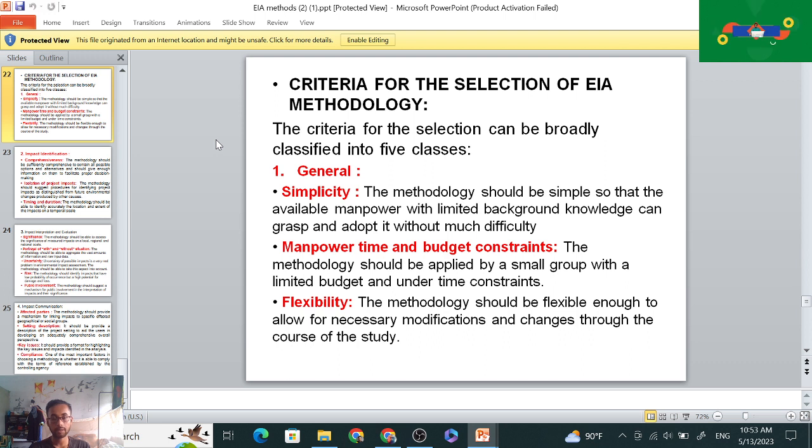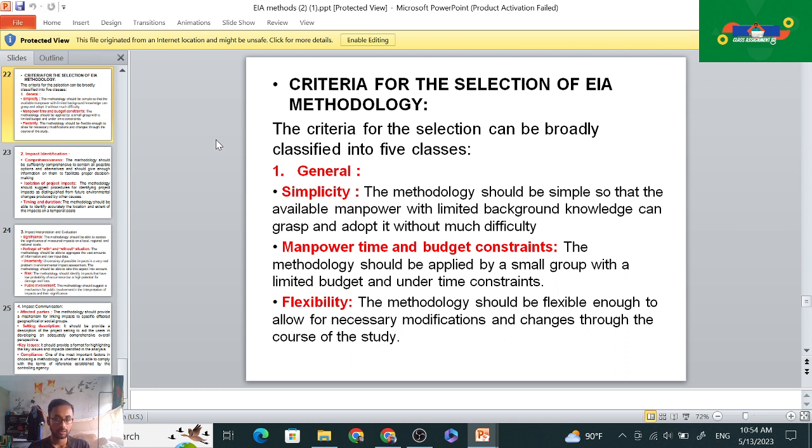Then manpower, time, budget constraint. The methodology should be applied by a small group with a limited budget under time constraint. Then flexibility: the methodology should be flexible enough to allow for necessary modifications and changes through the course of the study.